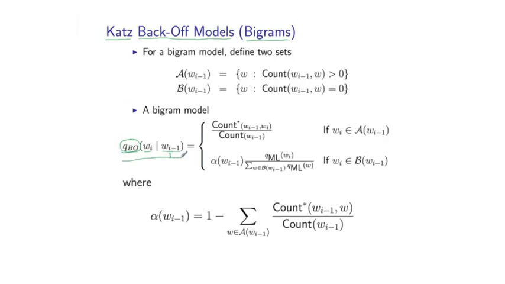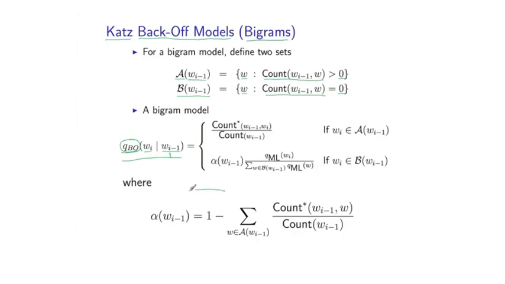Okay, so for a particular word w_{i-1}, I'll define two sets. A of w_{i-1} is the set of words whose bigram count is greater than 0. So for example, for the word "there", it would be the 10 words that I'd shown you on the previous slide. In contrast, B of w_{i-1} is the set of words for which the count is equal to 0. So this is the set of words which are never seen following the particular word we're interested in.